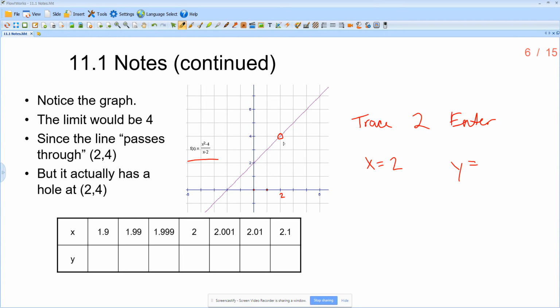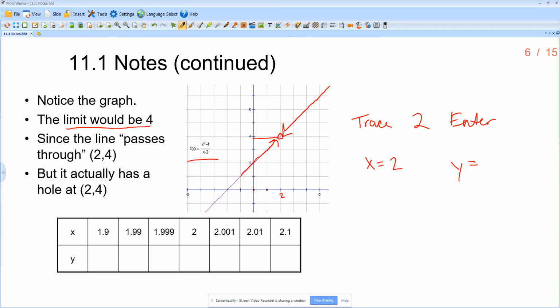But there is still a limit, because the limit isn't actually concerned with what the value of the function is. It's concerned with what I am going towards. As I move across this graph from the left, and as I move across this graph from the right, I am going to the same y value, 4. And that's what makes the limit here 4. The limit would be 4. And that's again because theoretically, in air quotes, it does pass through (2, 4), but really there's a hole there.